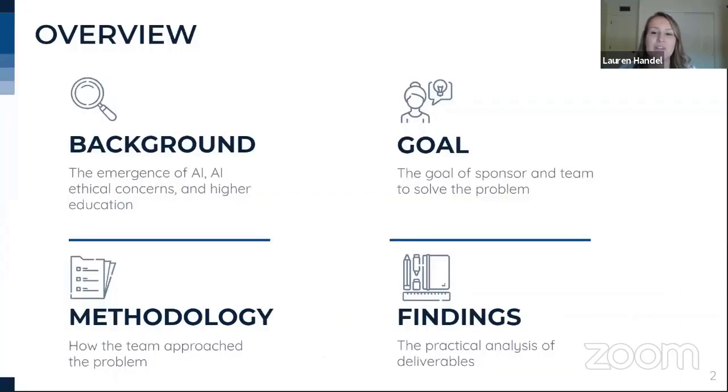Today we will be talking about artificial intelligence, or AI, capabilities in higher education. We would like to start off with an overview of what we will be discussing in this presentation. First, in the background, we will describe AI ethical concerns, and some areas for improvement within higher education. Next, we will move on to the goal of our sponsor and the team to solve the problem. Then we will move on to the methodology, or how the team solved the problem. And finally, we will talk about our findings, or the practical analysis of our deliverables.